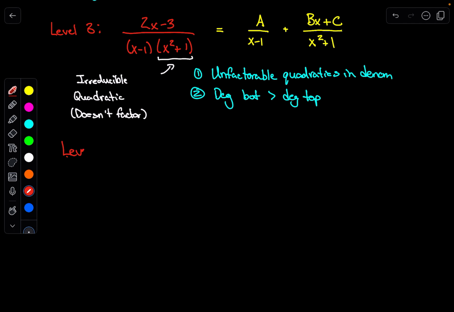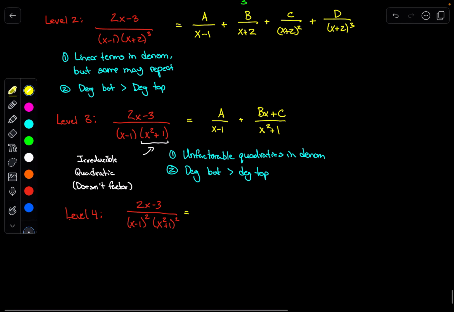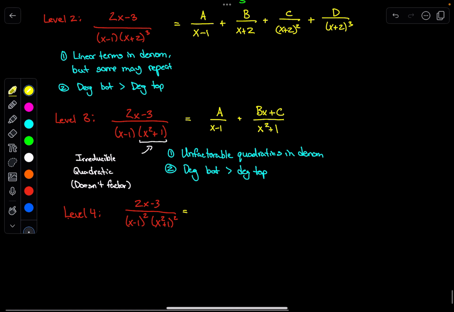So level 4 looks like 2x minus 3 over x minus 1, maybe just to spice things up, I'll put a squared here. And then x plus 1 maybe cubed. Okay, actually, just for the sake of me not having to write a bunch, I'll put squared as well. So level 4 is basically the same stuff, but now we have repeating terms. And so if we've learned anything from our level 2, maybe I'll scroll out a little bit so we can see it as we do it.